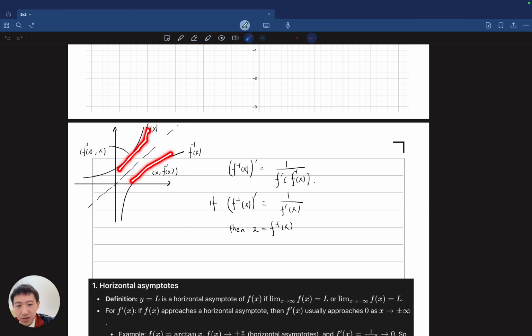These two gradients, if you multiply them, they will be 1. You can prove it using vectors, but I won't here, because if you flip them through the y equals x axis, and if they are actually two gradients, they will equal 1. So now here at this point, I call it (x, f inverse of x). After I flip it, it will be (f inverse of x, x).